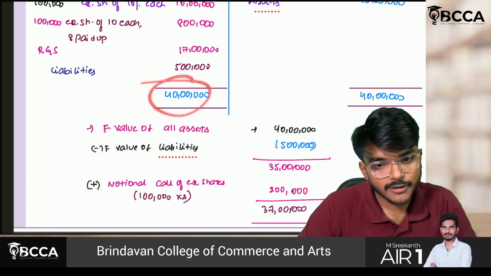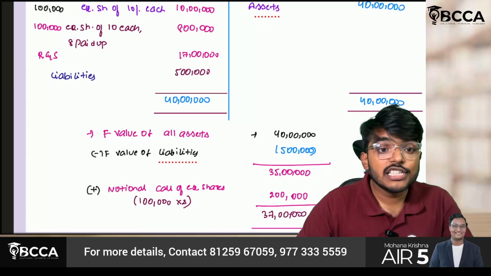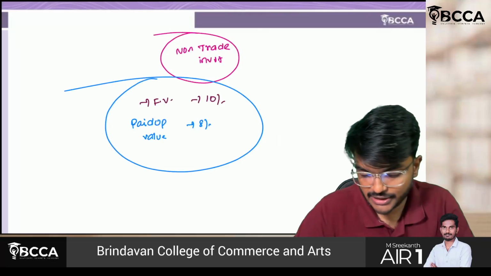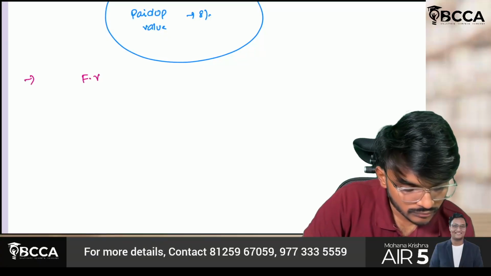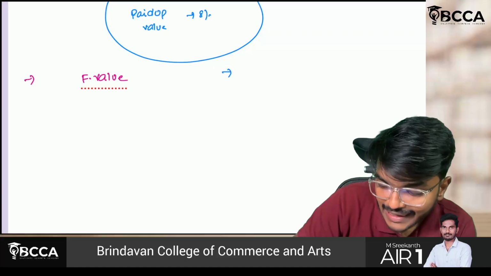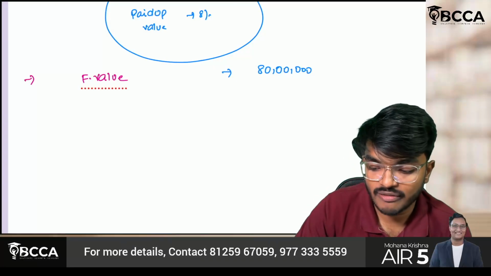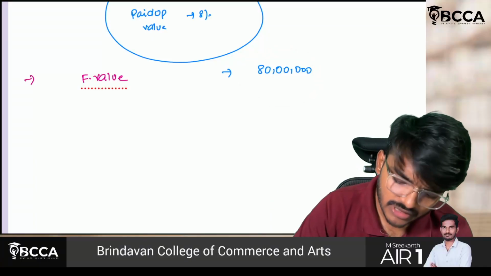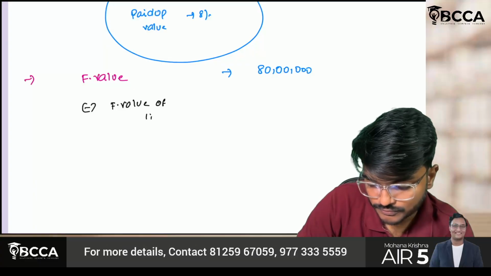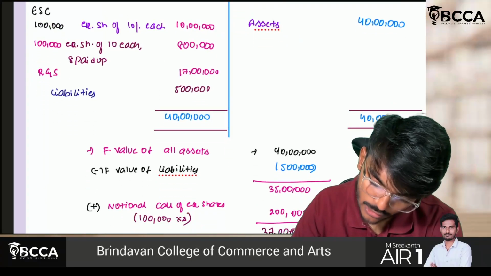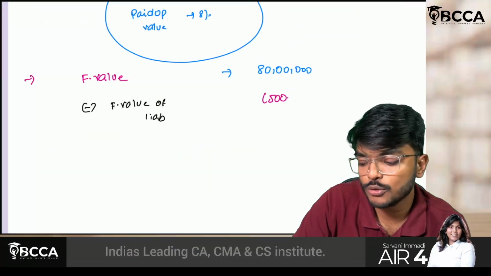Sir, this 40 lakh is the balance sheet value. Assume the fair value of the balance sheet. Sir, assume the fair value of all assets is 80 lakh rupees. Just for example purpose I am saying, assume the fair value of the assets is 80 lakh rupees. From this, if I deduct the fair value of the liabilities, there we are having 5 lakh rupees. Here I will take 5 lakh rupees only as the value of the liability.